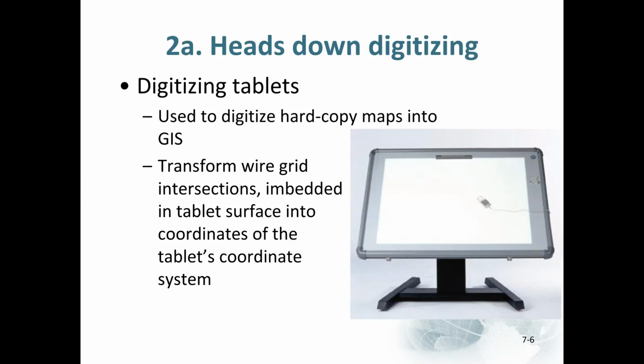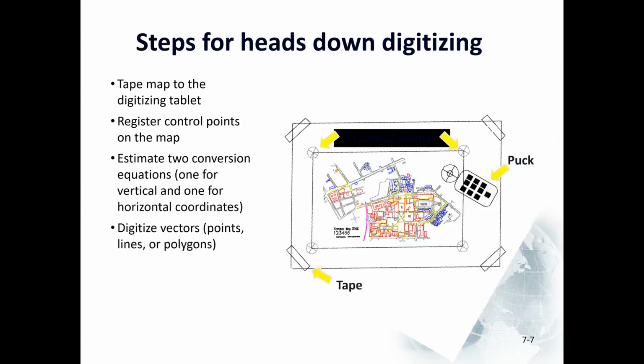The old way is heads down digitizing. You use a tablet, and your head is focused on the taped map. You tape the map to the digitizing tablet and register some control points, and two conversion equations are used. We have vertical and horizontal coordinates, and you digitize the features there.